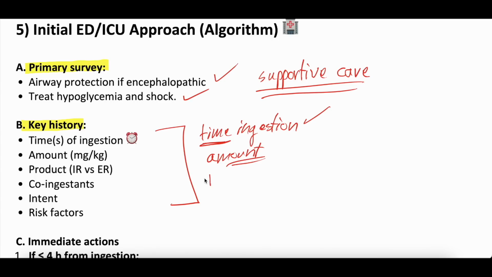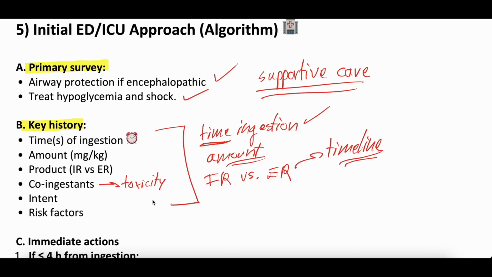Product, either immediate release versus extended release. This is critical too, and I think sometimes we forget to ask or look into this, because with extended release, the timeline is going to obviously be much different than immediate release. Co-ingestions are important too. One, to see if you should be expecting toxicity from any other ingestions, and two, sometimes co-ingestions change the timeline in which the drug is metabolized.